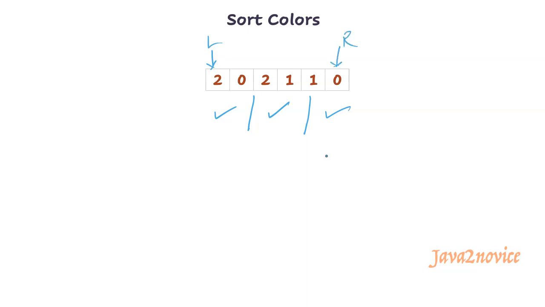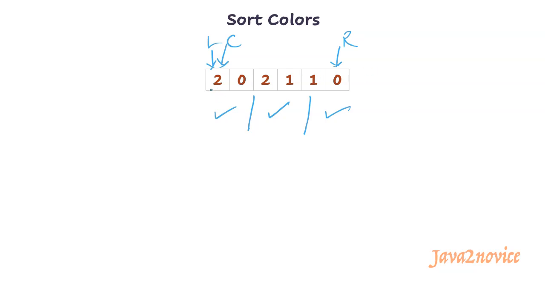We will take another variable to track the current element in each iteration. Our iteration starts from 0, so the current pointer will be positioned at index 0. In each iteration, if the current element is 0, then we'll swap it with the left pointer position. In case the current element is 2, then we'll swap it with the right pointer position. We are not going to perform any swap if the current element is 1. Let's start applying the logic on this array.